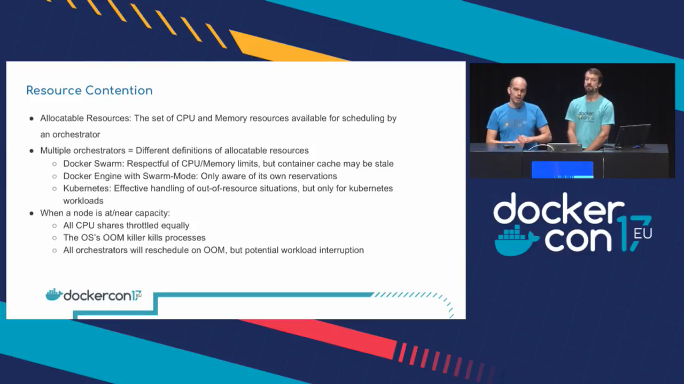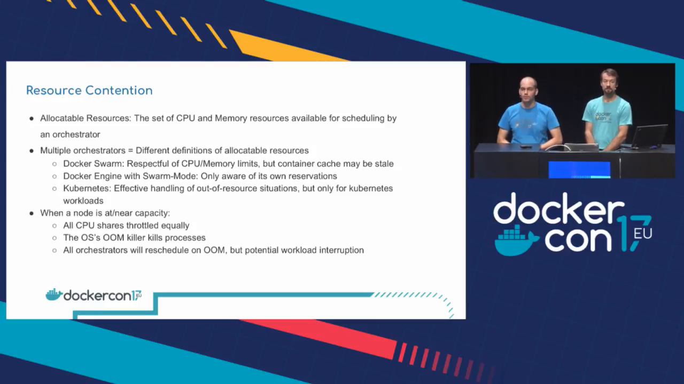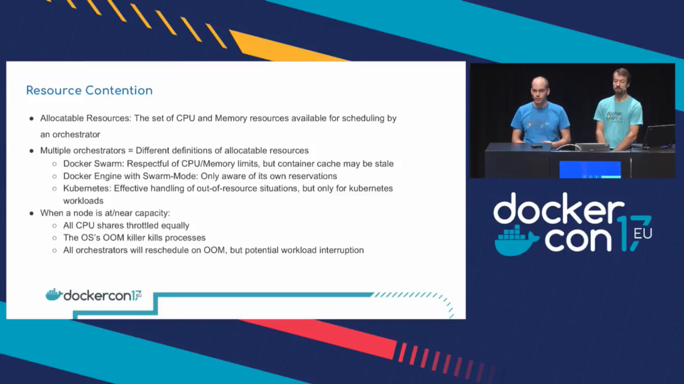So Docker Swarm itself is respectful of CPU and memory limits, but the container cache that it uses to determine the allocatable set of resources may be stale after a while, or it may momentarily be stale. For Docker Engine with Swarm mode, it's only aware of its own reservations through the services construct, so other processes running on the same node may occupy resources that are not part of the calculation of the set of allocatable resources. And for Kubernetes, even though it has a very effective way of handling out-of-resource situations through eviction policies and quality of service tiers, that only applies to Kubernetes workloads.